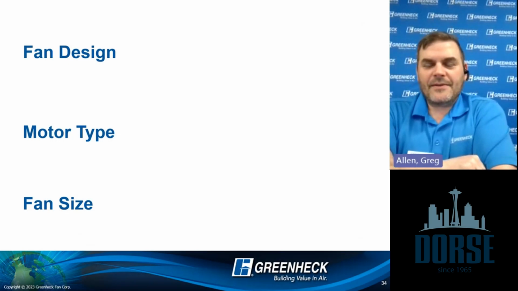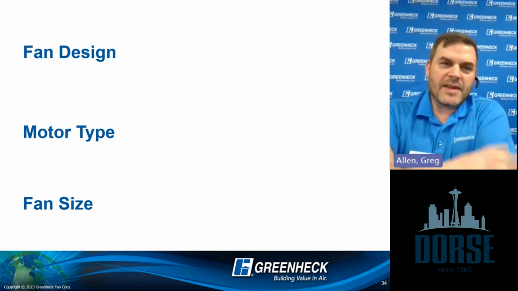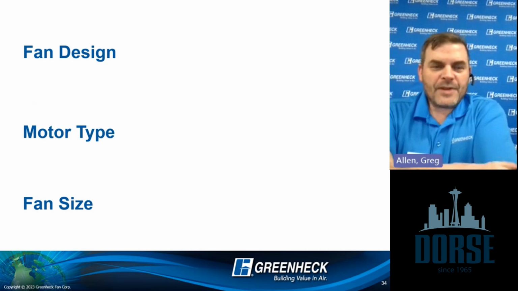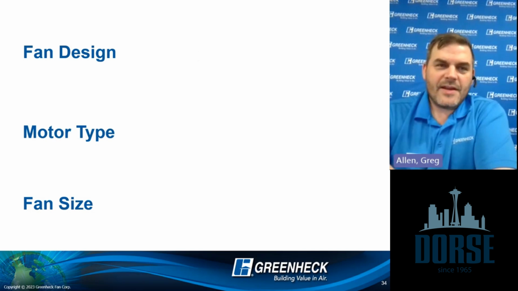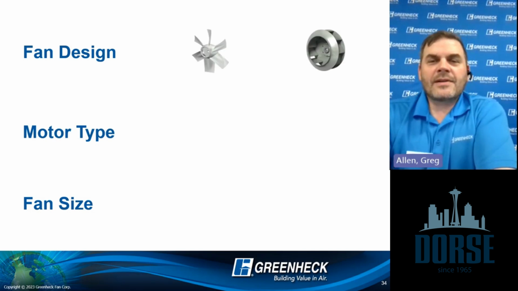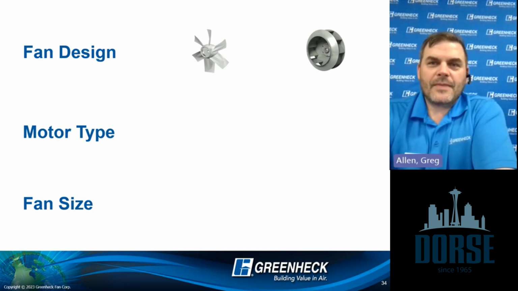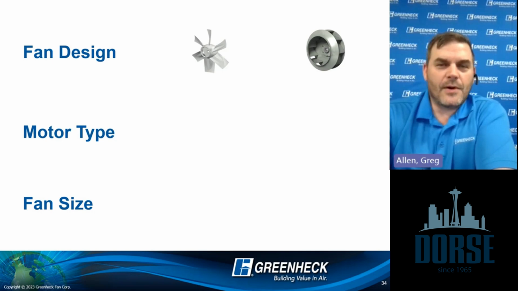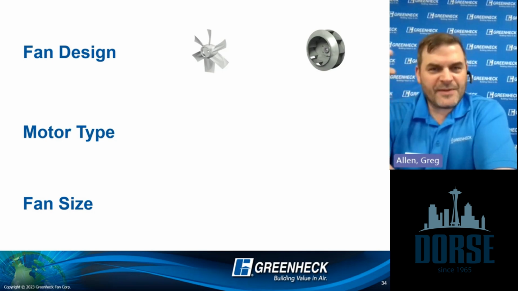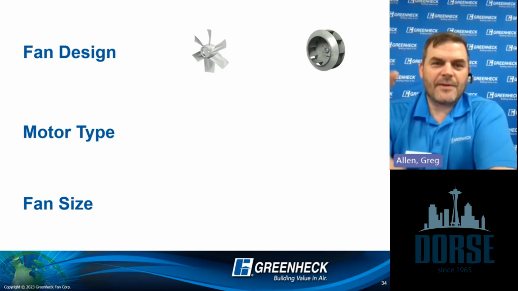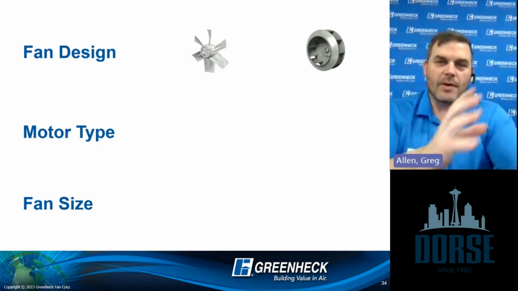When I'm looking at incorporating fan energy index into our design process, whether you're designing the building or even me as a manufacturer, there's really three areas that it's going to hit: fan design, motor type, and fan size. When we look at fan design, there are different types of impellers. There's the propeller, the centrifugal wheel, there's mixed flow. The different types of impellers are going to have different ranges where they're more efficient.